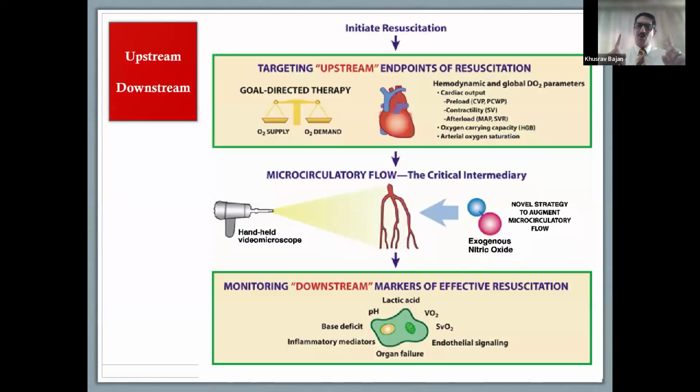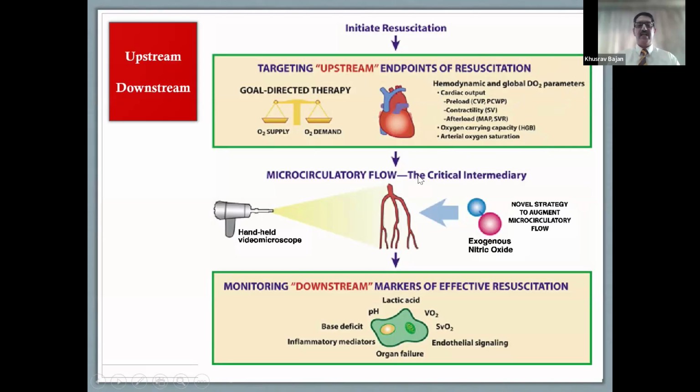I would just do one more classification, and that is upstream and downstream markers. Now, what are upstream markers? Anything before the microcirculation is upstream. Anything beyond that is downstream. And therefore, upstream markers would be looking at oxygen supply, demand, hemodynamic parameters like DO2, cardiac output, preload, afterload, oxygen carrying capacity, and the saturations.